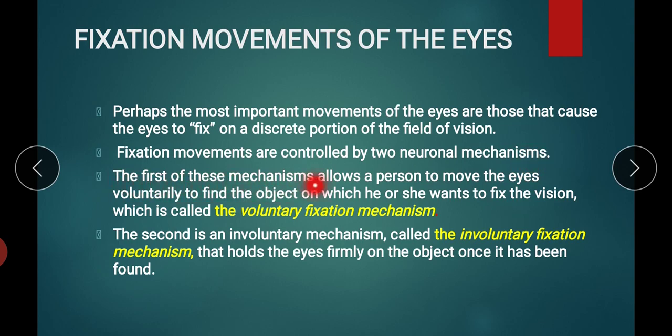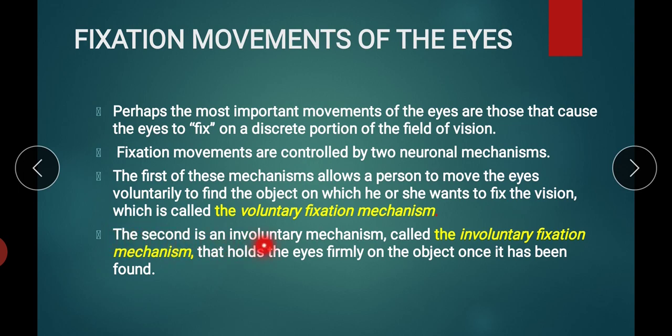The first of these mechanisms allows the person to move the eyes voluntarily to find the object on which he or she wants to fix the vision, which is called the voluntary fixation mechanism. So in whatever field of vision we are able to see, some objects are of our interest and we want to focus on that. By doing that function, the area which is used is the voluntary fixation area, and that type of function is known as the voluntary fixation mechanism.